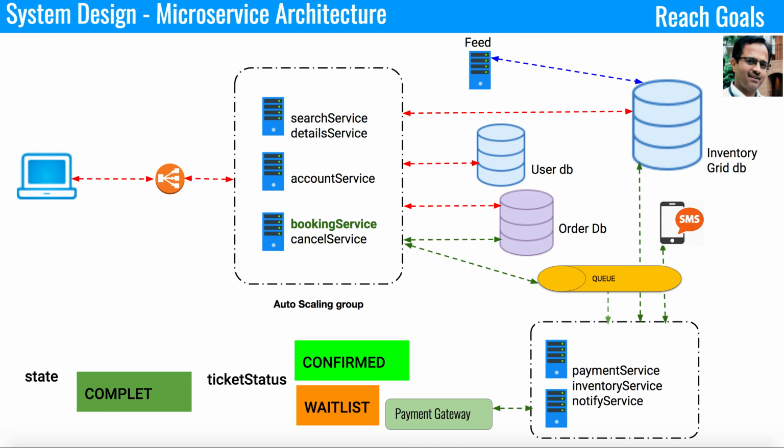So here the most important thing is you have to understand how the booking service works based on the SAGA design pattern, right? If you're not clear, I'm going to explain in the next screen exactly what is happening in the booking service, right?